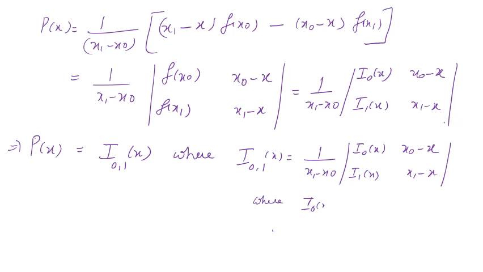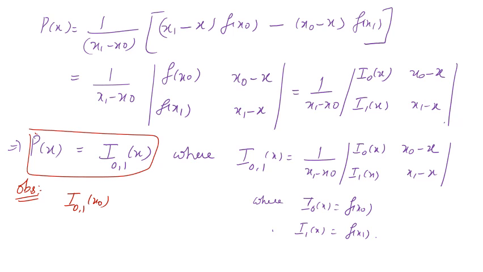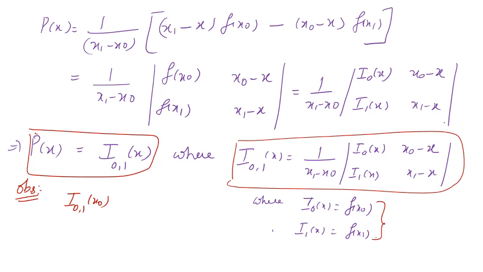Where I0x is nothing but f of x0, and I1x is nothing but f of x1. And these I0x and I1x are two independent 0-degree interpolating polynomials to f of x. What we observe is I01 of x. Remember this, this is the iterative polynomial. You have to remember this, and these two also.